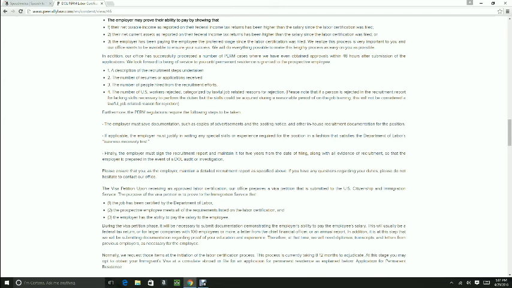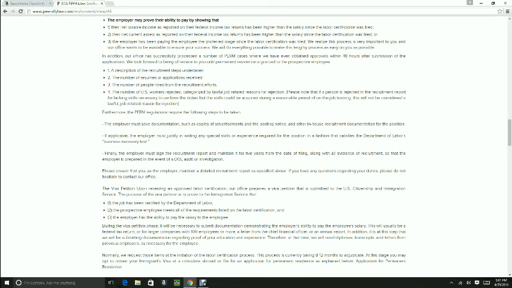There are usually a few ways you can prove that. Of course, the first way is to show that you're paying your employee the amount on the PWD, the prevailing wage determination, which is done by the state workforce agency. For example, if your PWD equals $100,000 and you're paying your employee $100,000, then we don't have any issue.